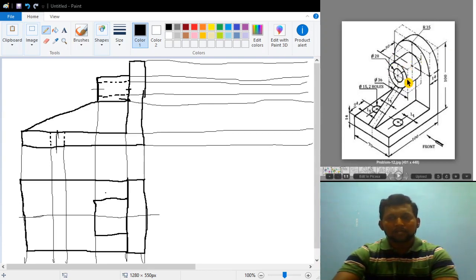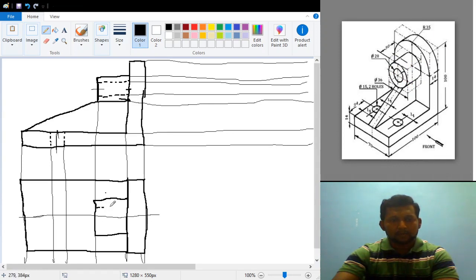So what I will do is, again I have my center line. At a distance of 10 mm to the top, and at a distance of 10 mm to the bottom, I will draw the dotted lines. This inside circular hole is not visible in the top view also, so it should be shown as dotted lines. I am talking about this inner circle.